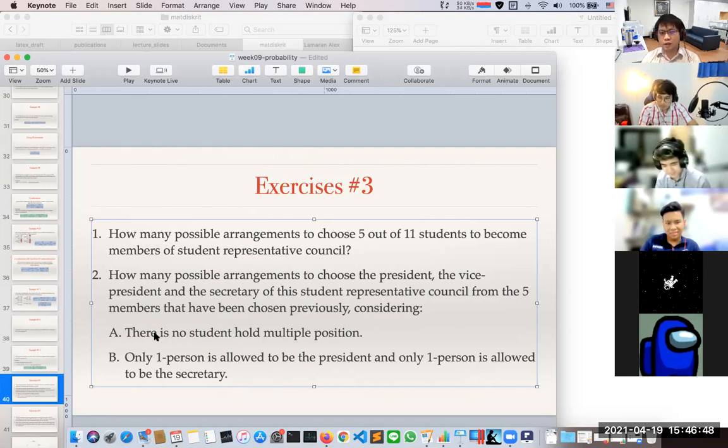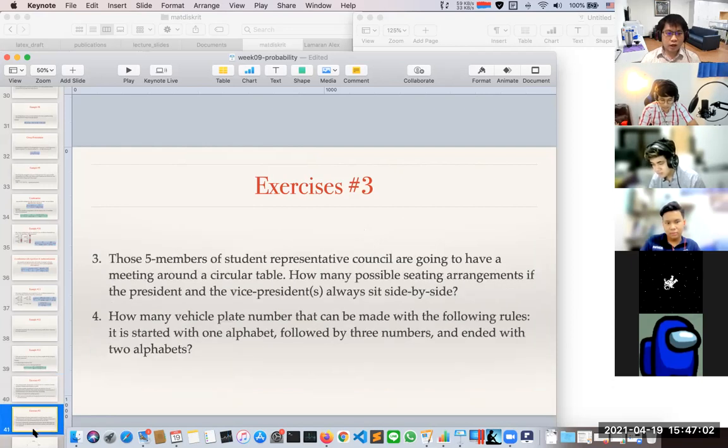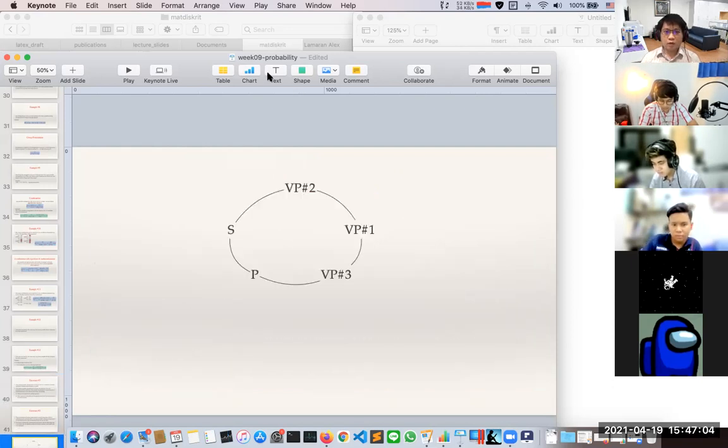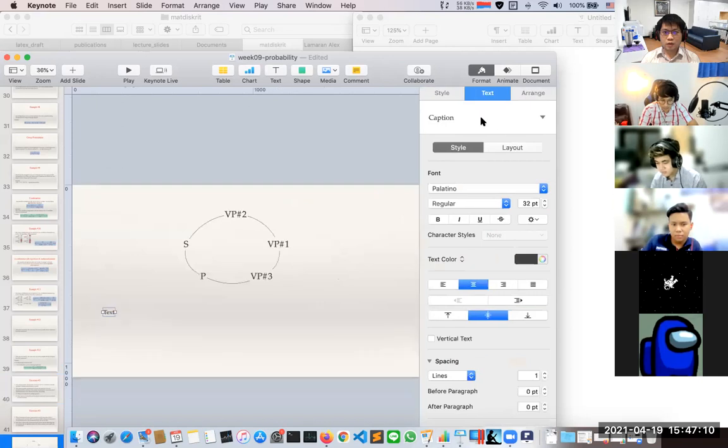As long as this one, number 2 here, no student holds multiple positions. But it can be for other persons to hold the same position. Let's say here I have five students.